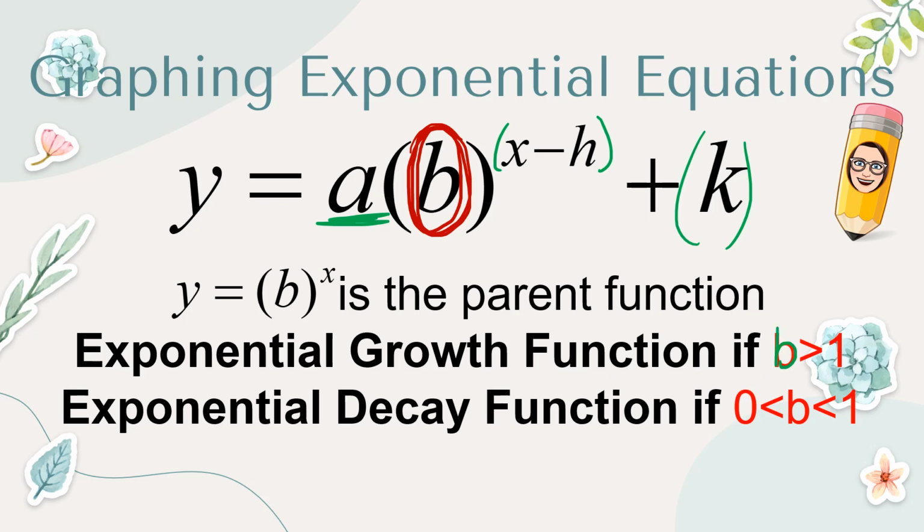If the b value is greater than 1, even 1.0001, it is a growth function. If your b value is between 0 and 1, then it's decay. Any type of fraction or decimal value. Now, we're not going to deal with negatives as in relation to saying it's growth or decay. And also it can't be exactly 1 or exactly 0.